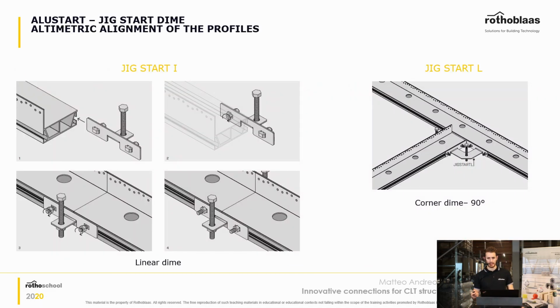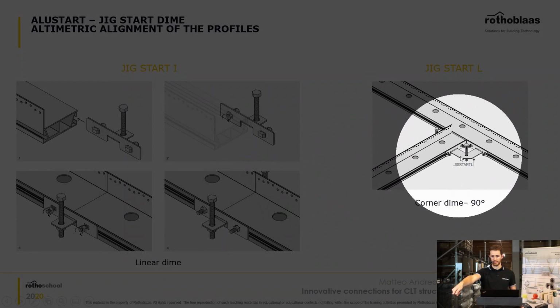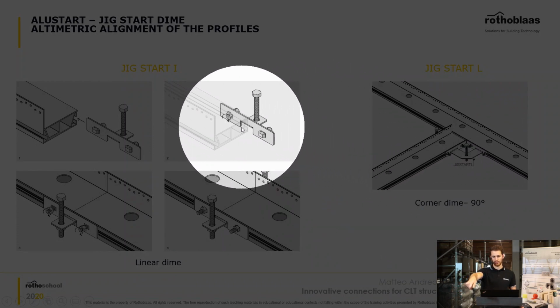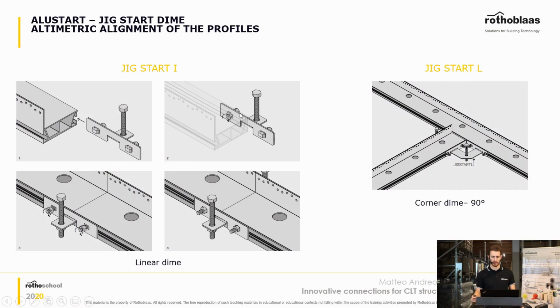And it's very nice because you have these jigs, and they come in two different shapes. There are, for example, the corner ones, and the most simple one, which is the linear one.